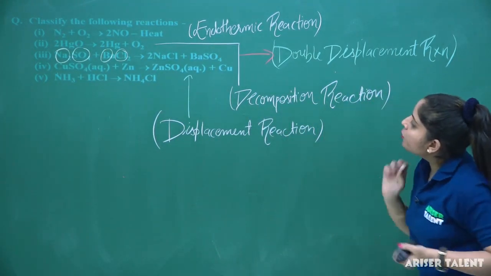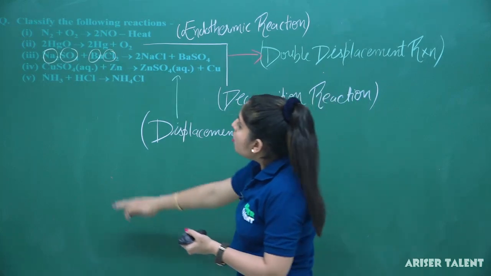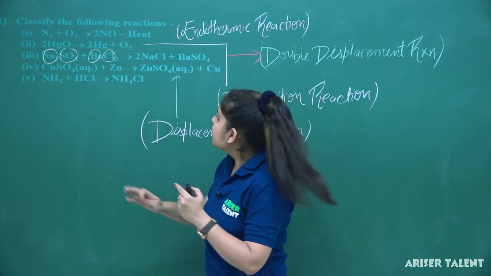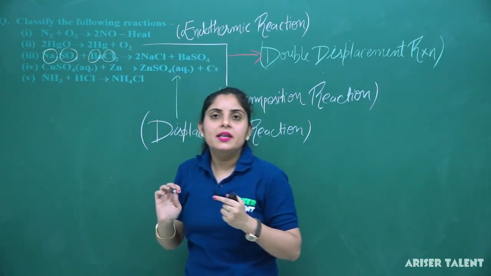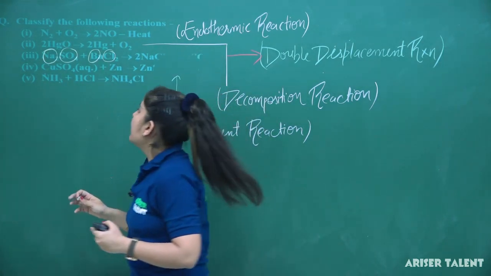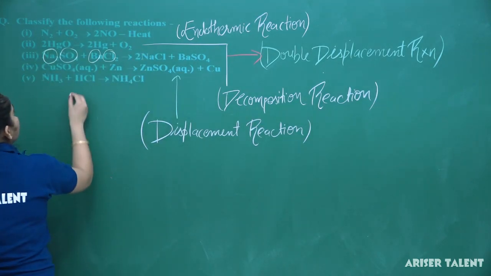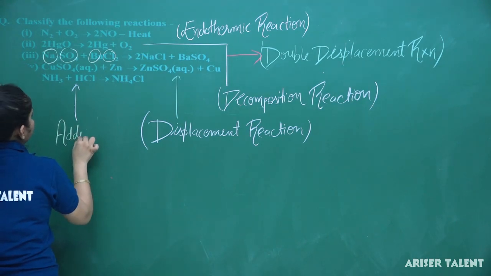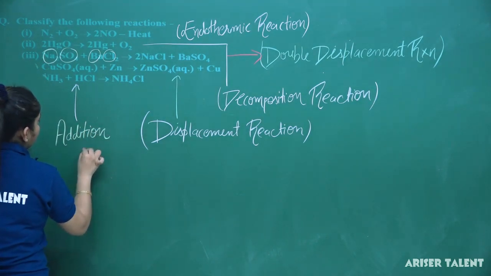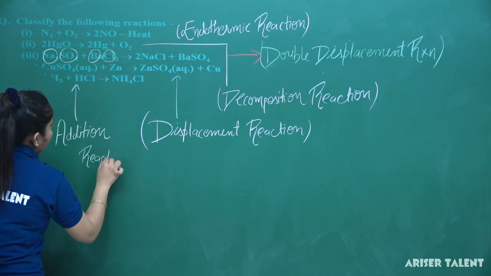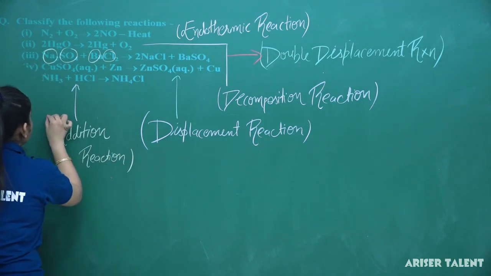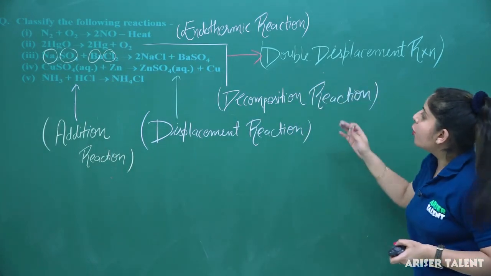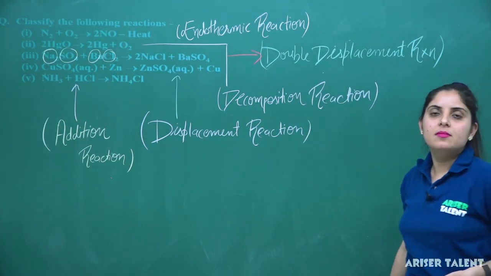Now proceeding to our next equation, we have ammonia reacting with HCl to give ammonium chloride. It means there is an addition of something in it. So this kind of reaction is known as an addition reaction. So the correct answer here is addition reaction. So these are the answers to these questions. If you want to copy it, you can copy it from here.